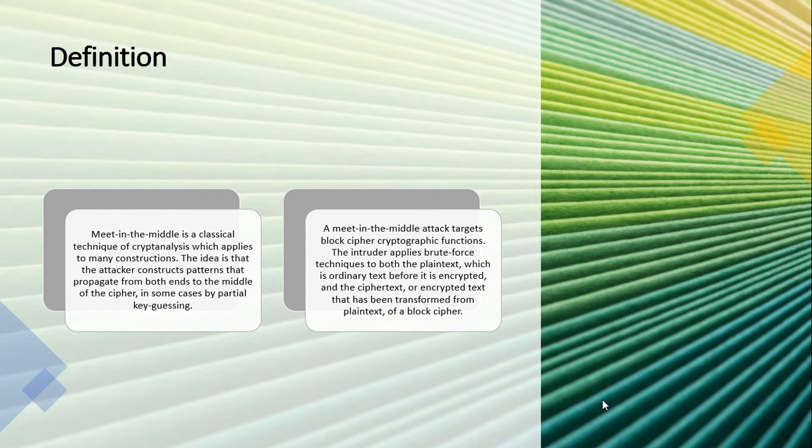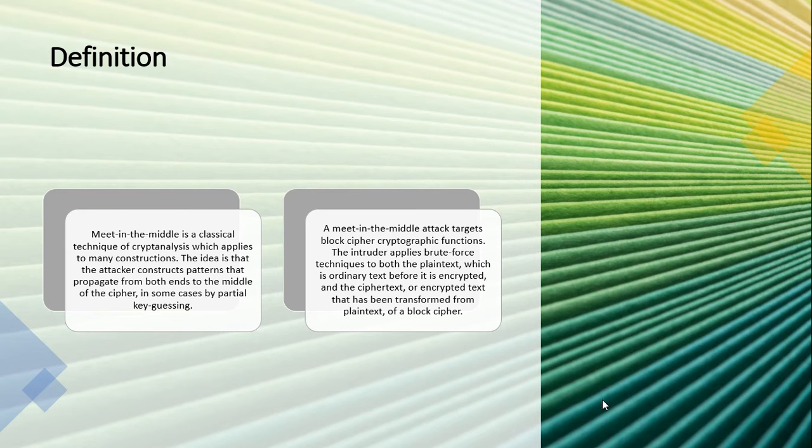For the definition, meet in the middle method is a classical technique of cryptanalysis which applies to many constructions. The idea is that the attacker constructs patterns that propagate from both ends to the middle of the cipher, in some cases by partial k-guessing.